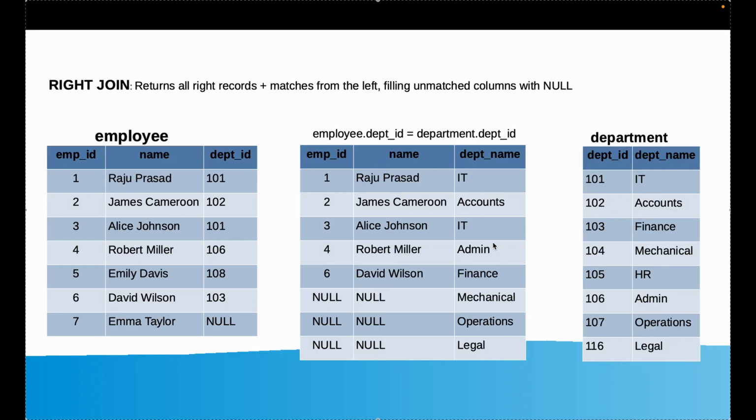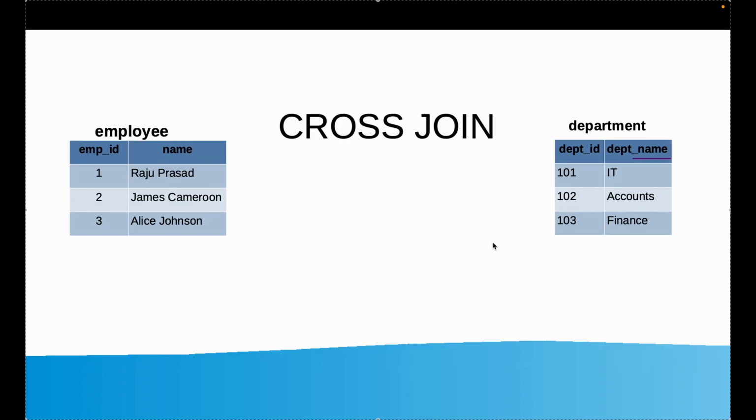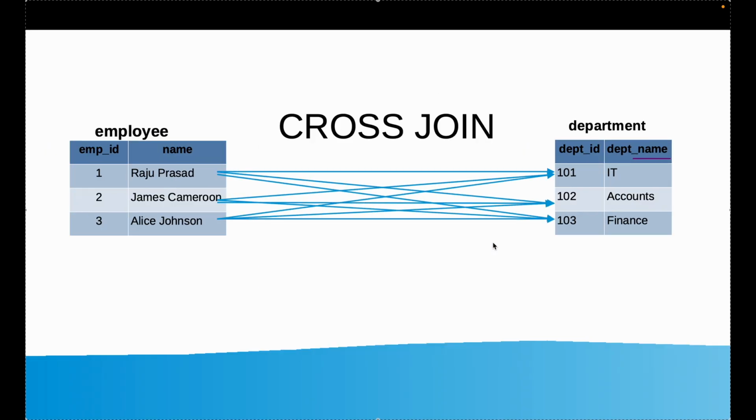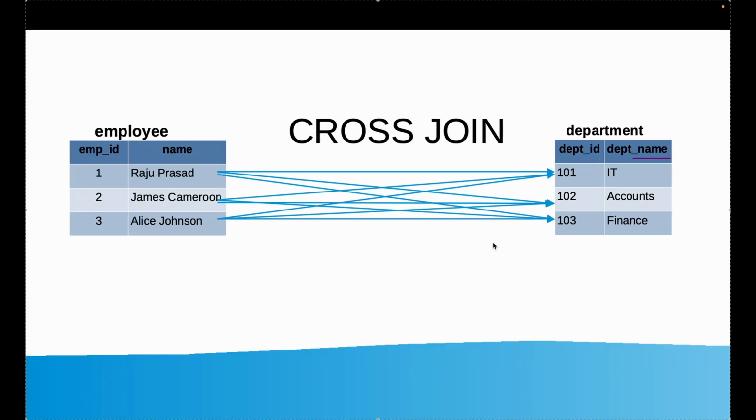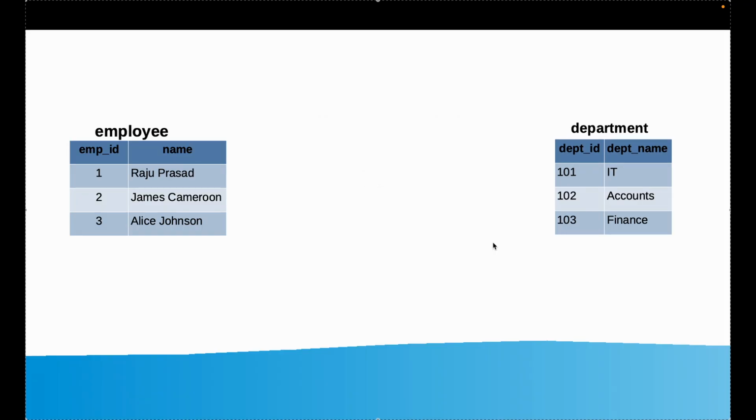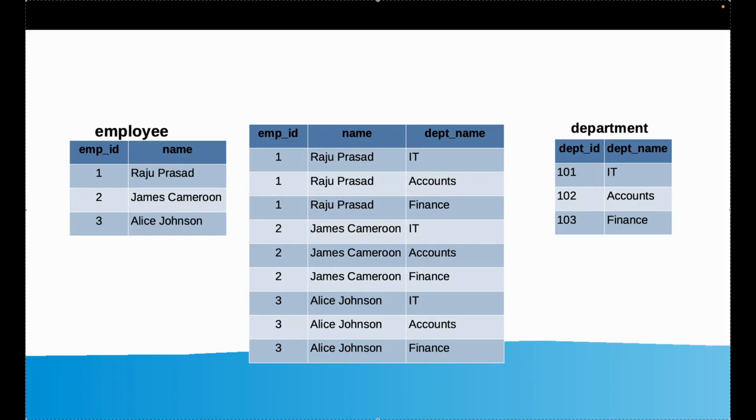So now look at the cross join. A cross join is actually the Cartesian product between two tables. If you see here, employee ID 1 Raju Prasad is matching with all the department names here. Similarly for employee ID 2, 3 as well. Okay, so now let us do some hands-on and see how it works.